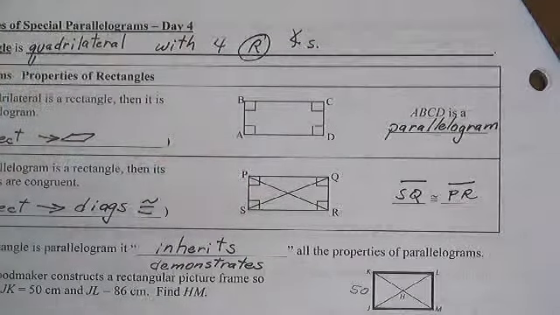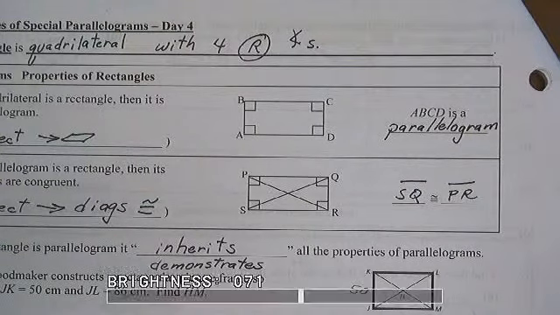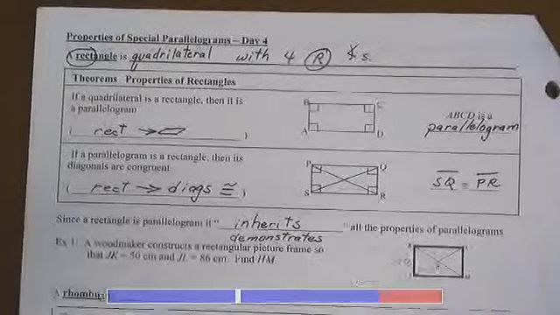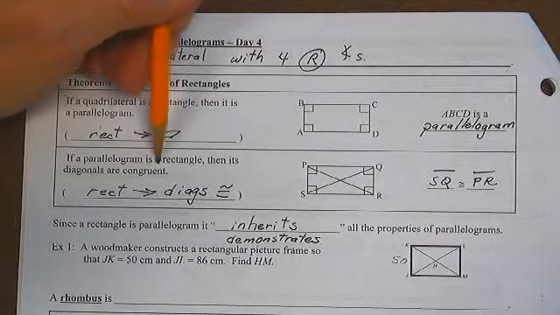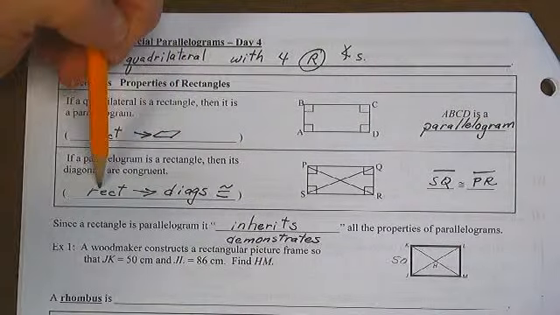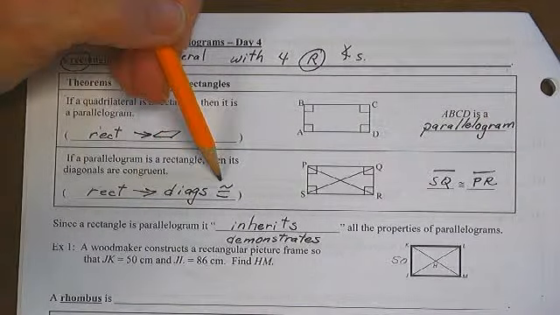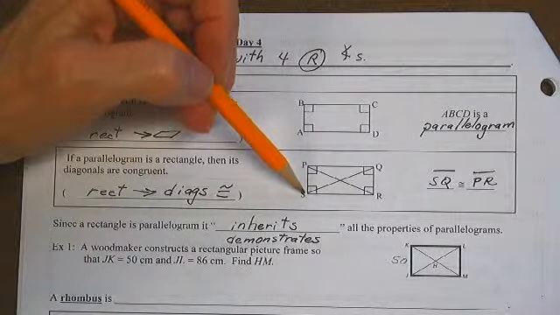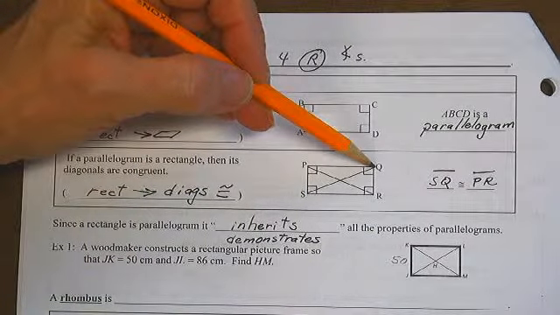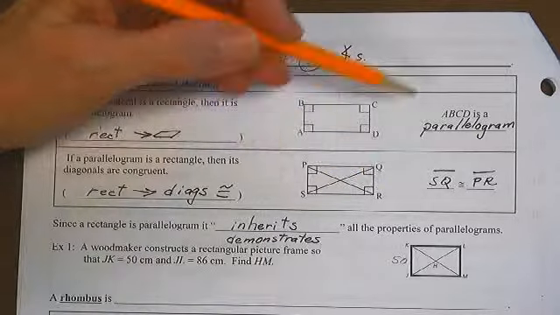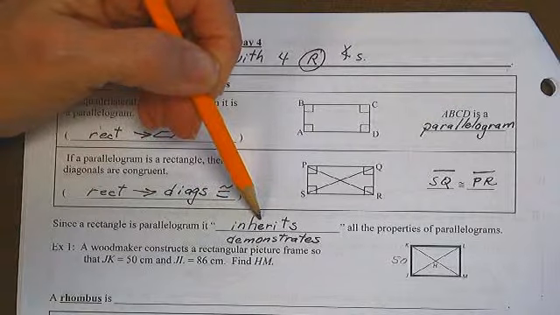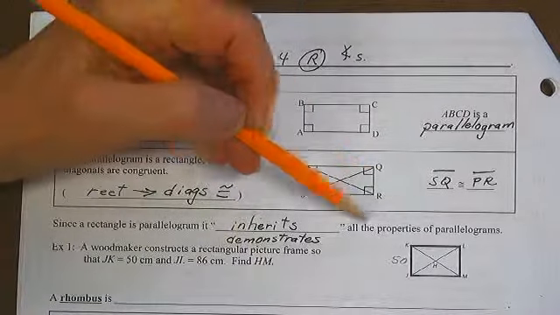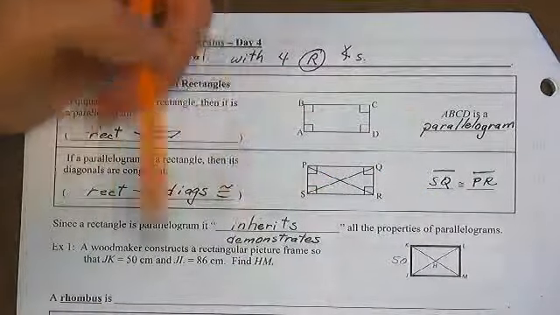The other theorem that we need is, if a parallelogram is a rectangle, then its diagonals are congruent. If we have a rectangle, then diagonals are congruent. So in our picture, SQ is congruent to PR. Since a rectangle is a parallelogram, it inherits or demonstrates all the properties of parallelograms.